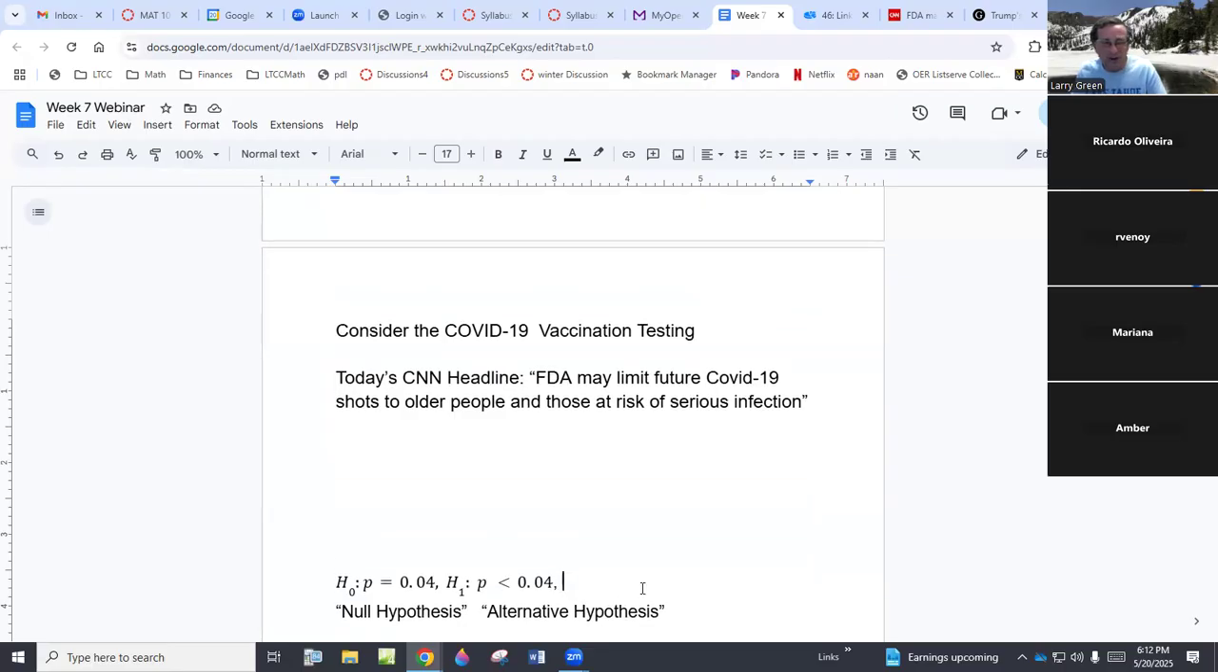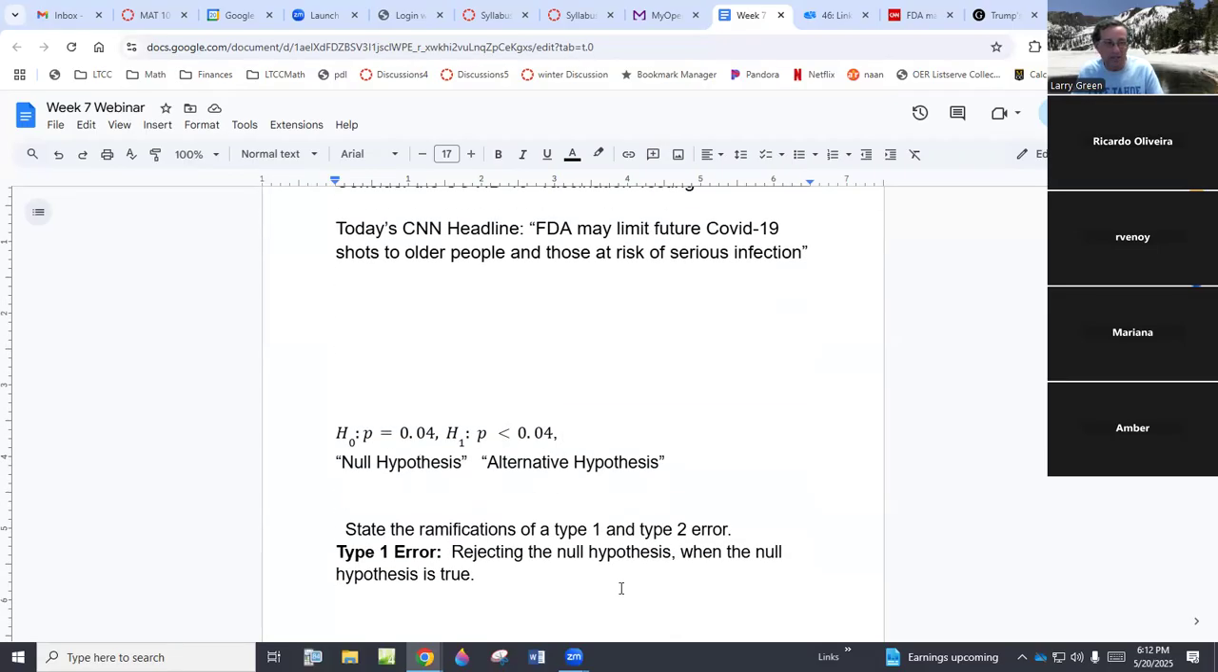All right, so now we want to look at what we call the ramifications of a type 1 and type 2 error. This is not a math question. This is an English question. Who knows what the word ramifications means? I know a lot of people have trouble with that. They don't know that English word. Yeah, the consequences. I like to say the easy way of saying it: the bad stuff that happens. So what are the bad things that happen in the errors that could happen?